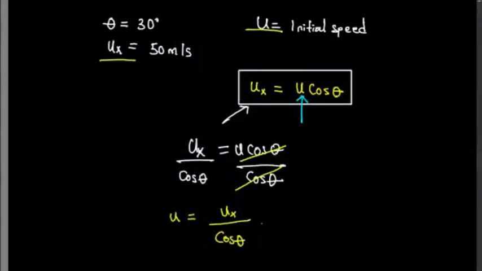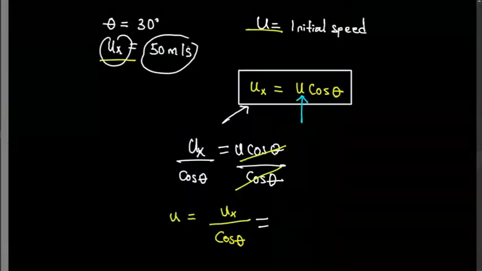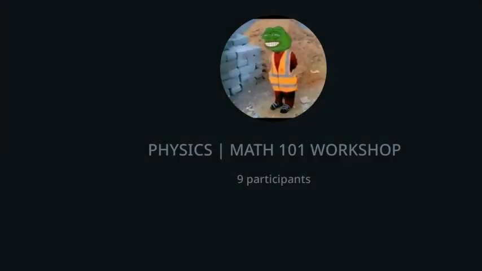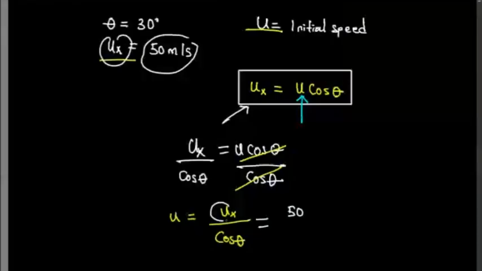Therefore, we have to substitute what? Ux is what? Ux is 50 meters per second. So that is why we're putting 50 here. Because ux is 50 meters per second. Does that make sense? Our theta is what? Our theta is 30 degrees. So that is why we're going to put what? Cos 30 here. So we'll now say cos 30.